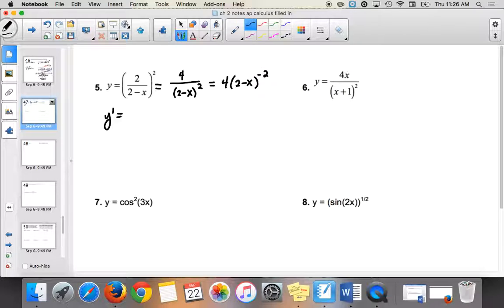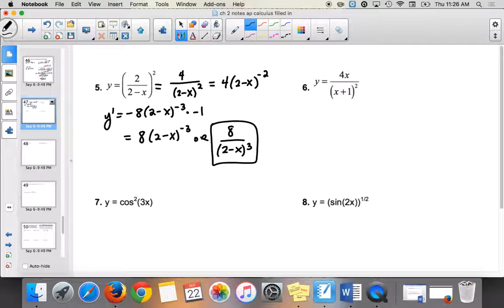So now y prime would be negative 8, 2 minus x to the negative 3, and then times the negative 1. So this one is very easy to simplify, so something like this I would definitely expect you to simplify. So you can write it as 8, 2 minus x to the negative 3, or you can say 8 over 2 minus x to the positive 3. Either way. All right, makes sense?